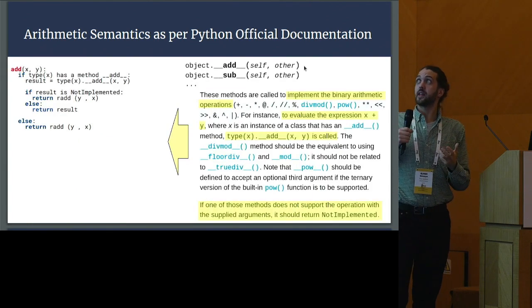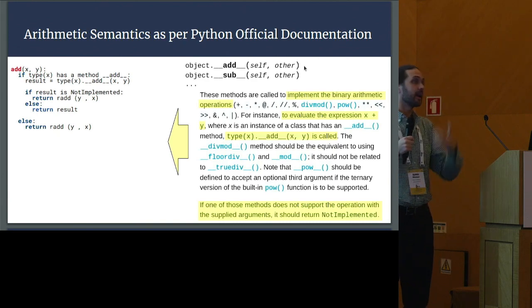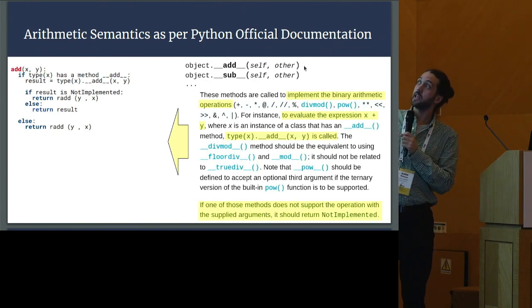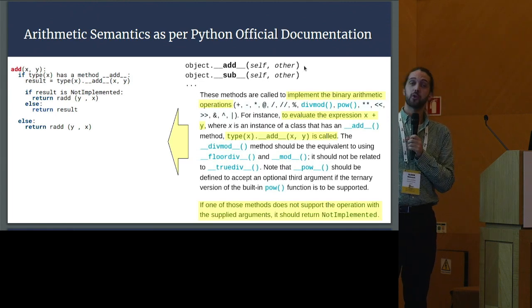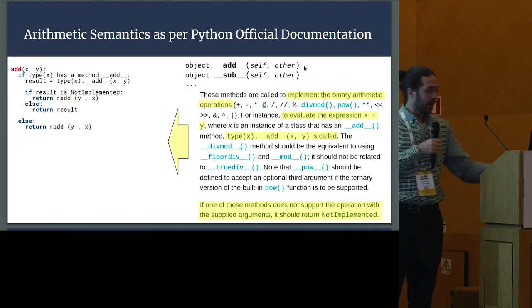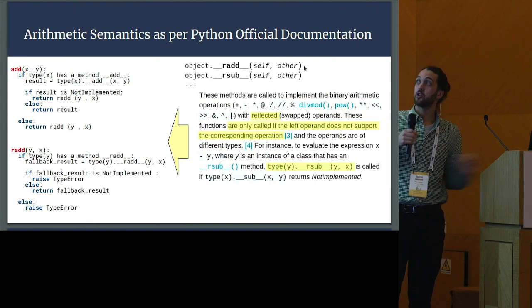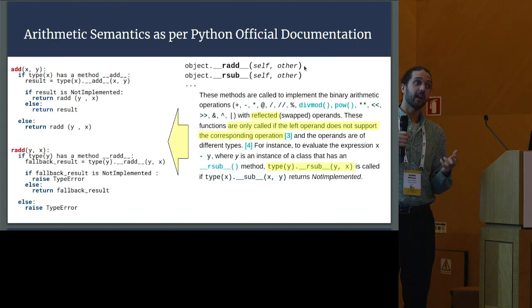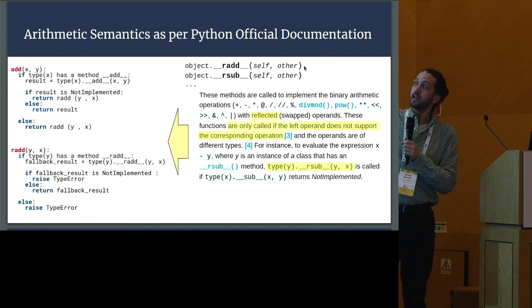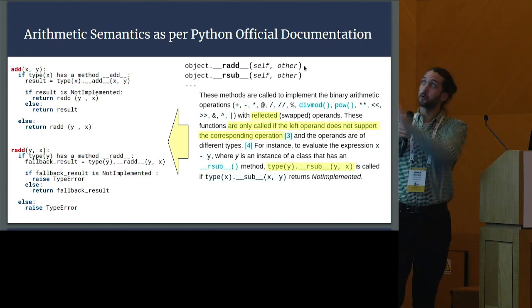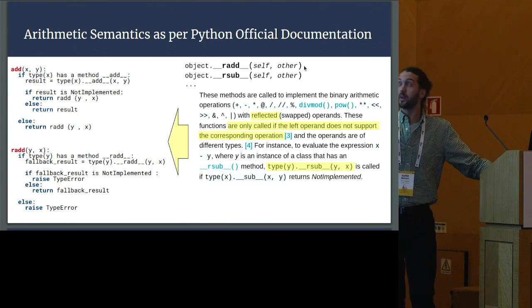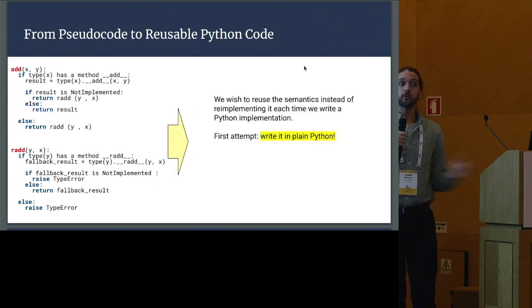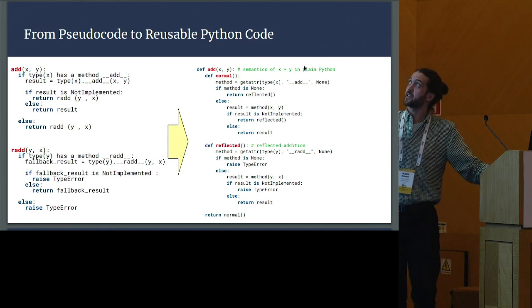So the first attempt we had was to write that in pseudocode, at least to guide us. And here you have the implementation of this addition, which gets the add method and calls it. And there is the pseudocode implementation of the fallback on the reflected addition method. And we see that in the end, at the last line, if nothing worked, we raise a type error. So that's the pseudocode implementation. But we cannot reuse that, so we try to write it in plain Python so a compiler can just read it and integrate it. Our first attempt looked like this.